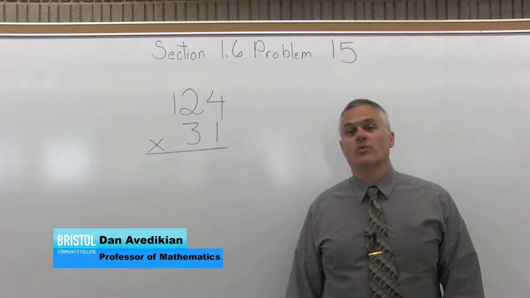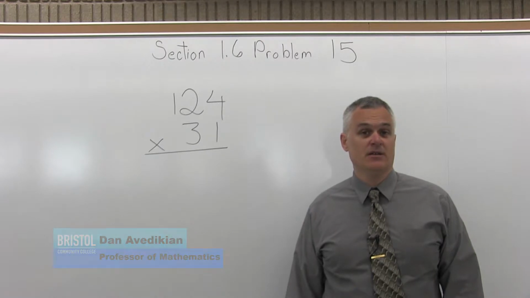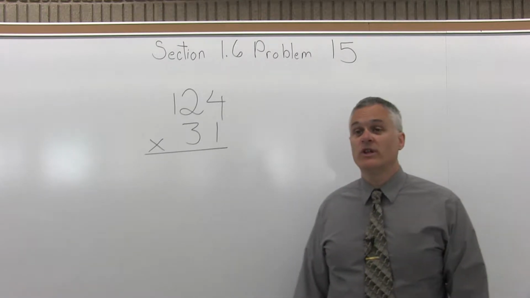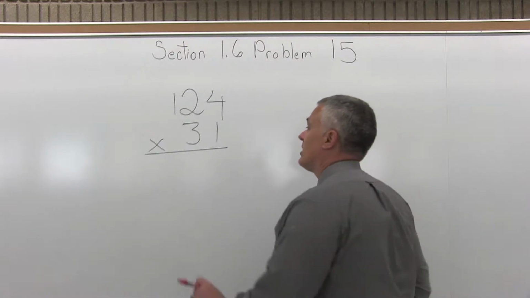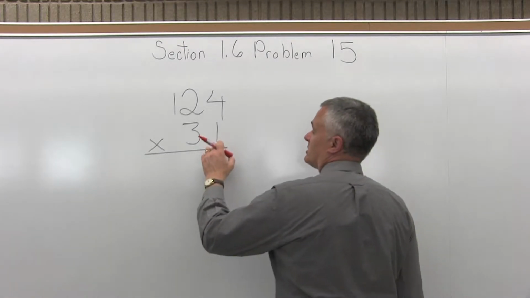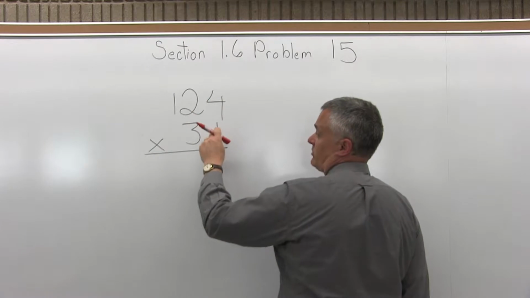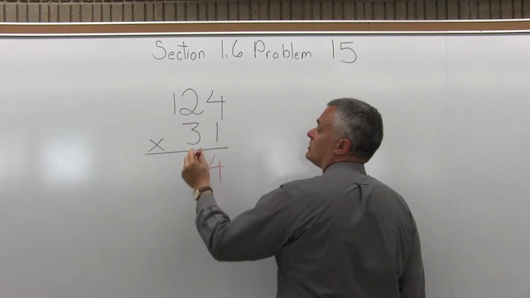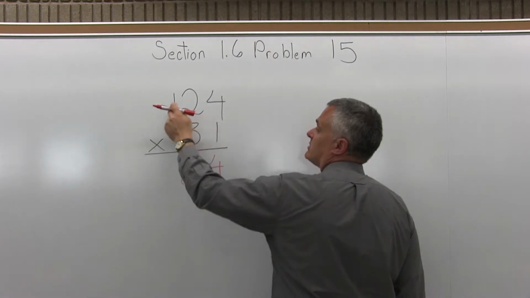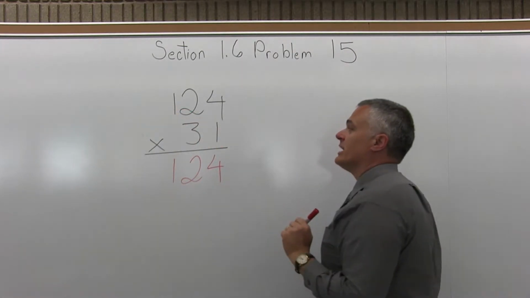This is Section 1.6, Problem 15. I have to do 124 times 31. So start by multiplying the 1 in the rightmost position of the bottom row times the 124. So 1 times 4 is 4, 1 times 2 is 2, 1 times 1 is 1. So that takes care of the 1.